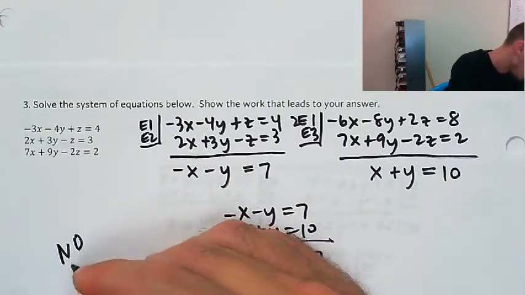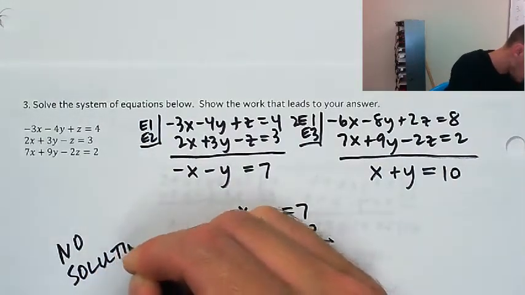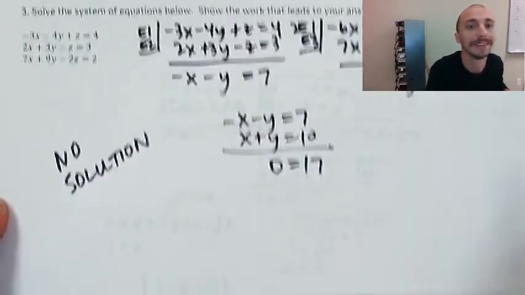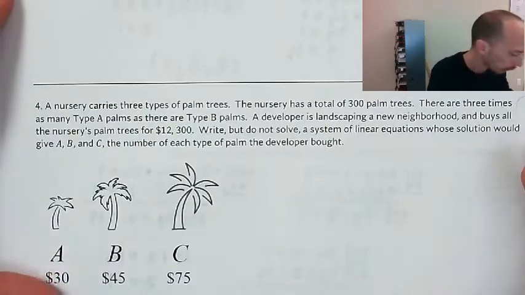Okay, so that just saves me work. I'm just going to write over here, there is no solution to this system, and I'm going to move on, right? Because 0 equals 17 is never true.